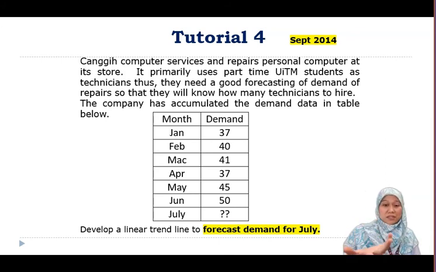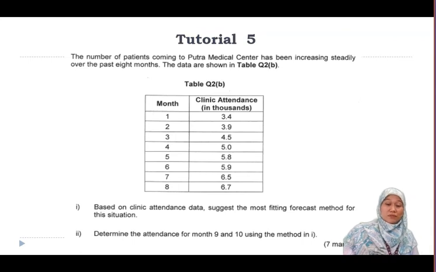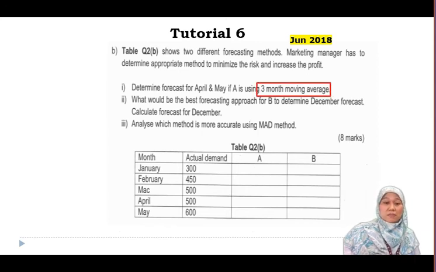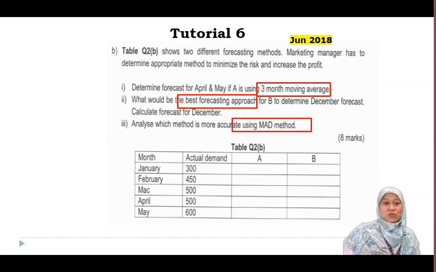In the live session, I will show you the solution, and we will discuss how to solve tutorial 4, and also tutorial 5, and also tutorial 6, which is very interesting because it's a combination of 3-month moving average, and they ask what is the best forecast if you have only the actual data. So it's going to be linear trend, and we need to compare with the MAD method.